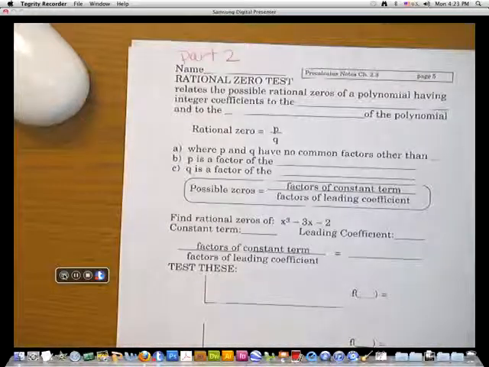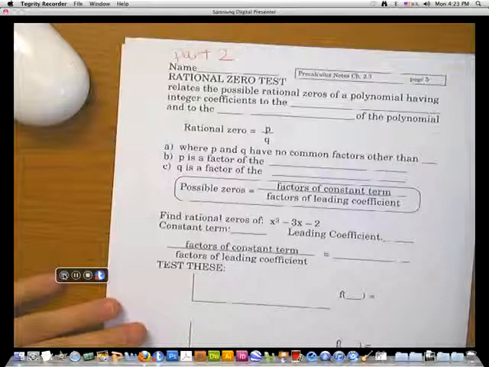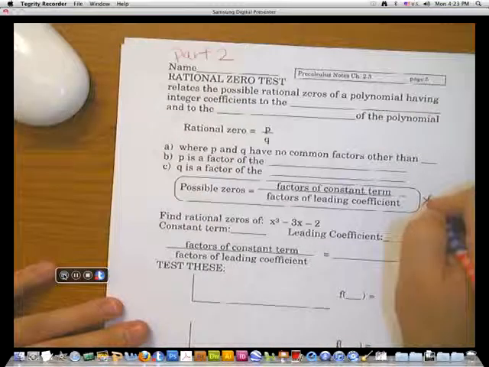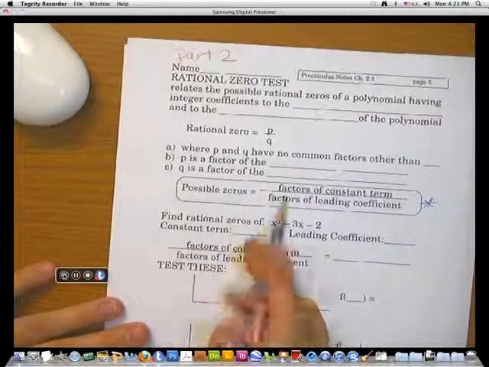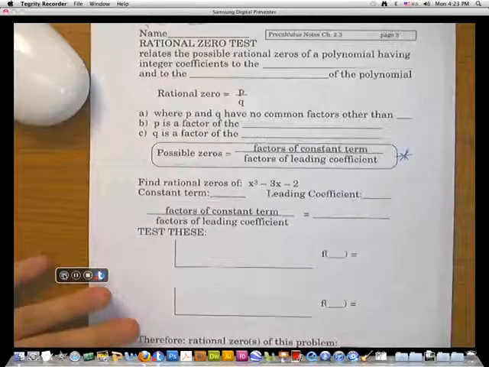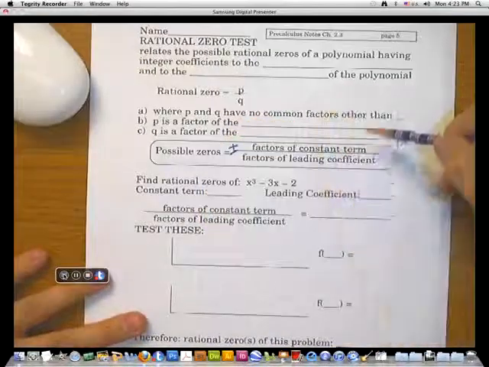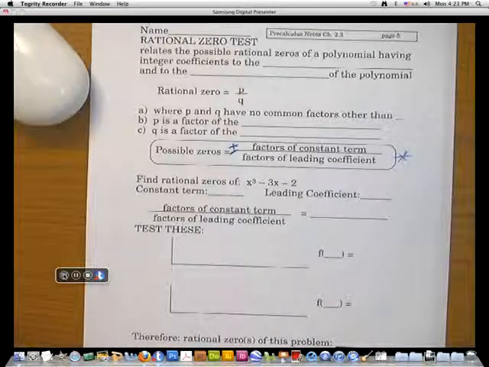Okay, we have part 2 of 2.3, the rational zero test. What's important about the rational zero test, and you can fill in these blanks from your book, is what you get out of it. You get all of the possible zeros, everything that could possibly be an x-intercept, by putting the positive and negative factors of the constant over the factors of the leading coefficient.